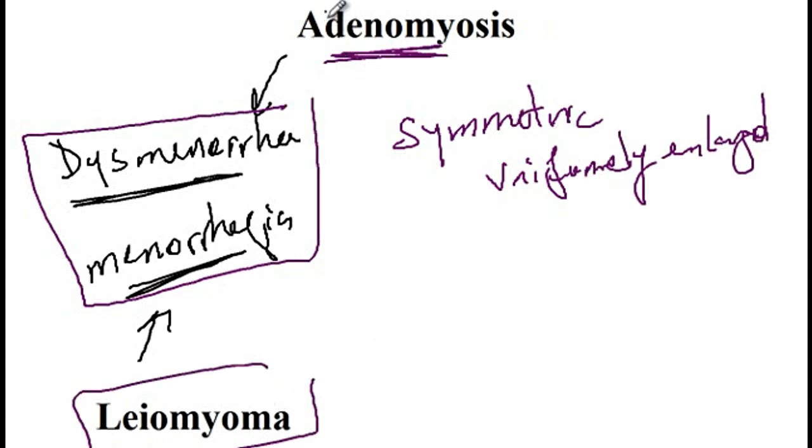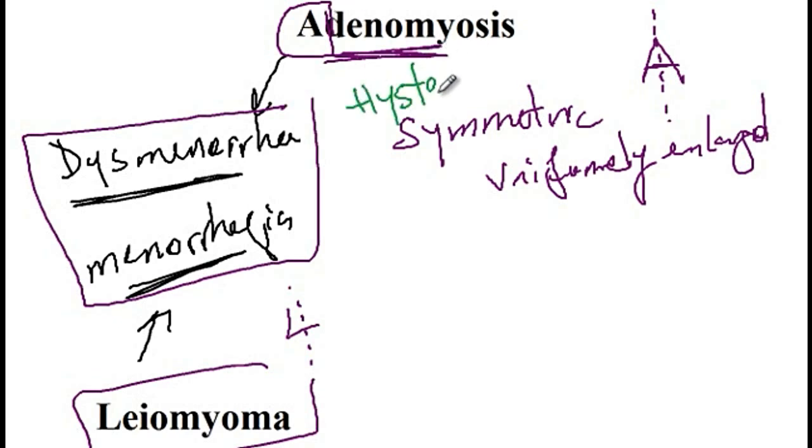So the way I memorize it is that adenomyosis, so A is a symmetric letter. So both sides are the same, while leiomyoma, L, is not a symmetric letter. And so for the treatment of adenomyosis, these patients will have to undergo a hysterectomy.